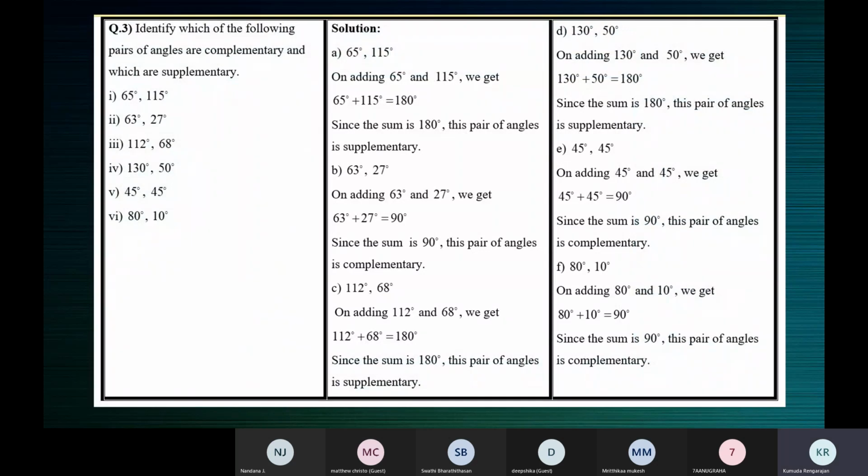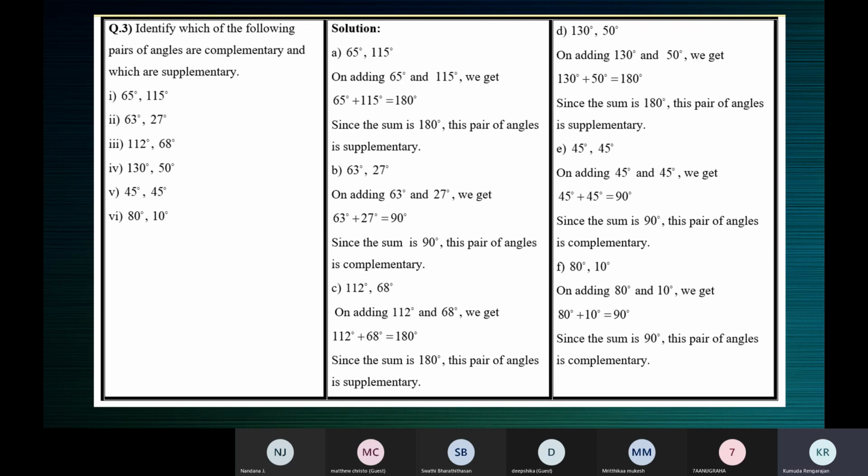The heading is identify which of the following pairs of angles are complementary and which are supplementary. So if the sum is equal to 180, they are supplementary. If the sum is equal to 90, they are complementary. Ma'am, if the sum is not equal to 180 or 90, we can say it is neither complementary nor supplementary, ma'am. Yeah, correct. But here, since the heading is which of the following pairs are complementary and which are supplementary, mostly you should get either complementary or supplementary as the answer.